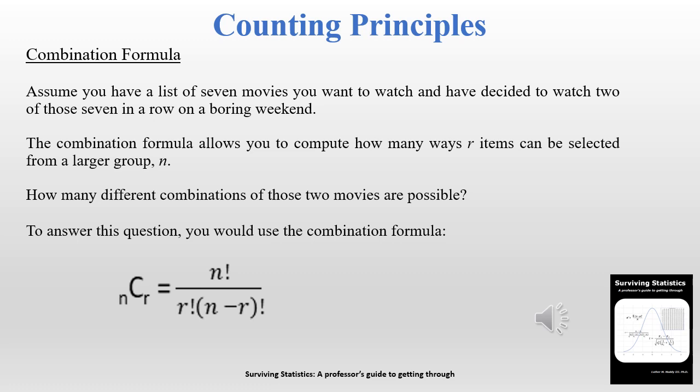The combination formula is another method, and it's a little bit more complex than the multiplication method, but the experiment is a little bit more complex. So let's assume that you have a list of 7 movies that you want to watch, and on a particularly boring weekend you've decided to watch 2 of those 7. The combination formula allows us to determine how many ways those 2 movies, which we designate with an r, can be selected from the larger group of n. You see the formula here, and I'll step us through how it's computed in the next slide.